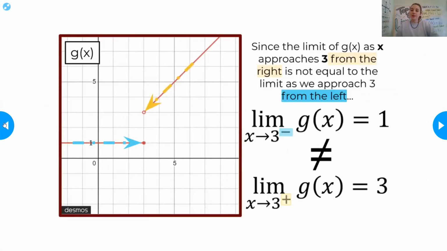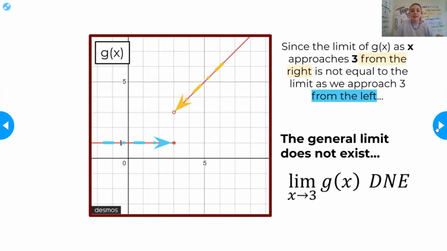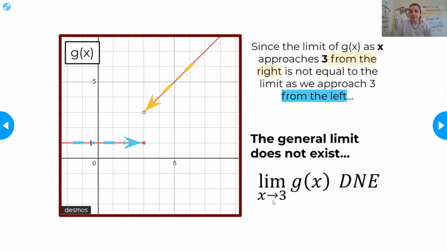So it's important to note that since the limit of g of x as x approaches 3 from the right is not equal to the limit as we approach from the left, that means that our general limit, just the limit as x approaches 3, does not exist. So we'll write the limit as x goes to 3 of g of x, DNE, which stands for does not exist.